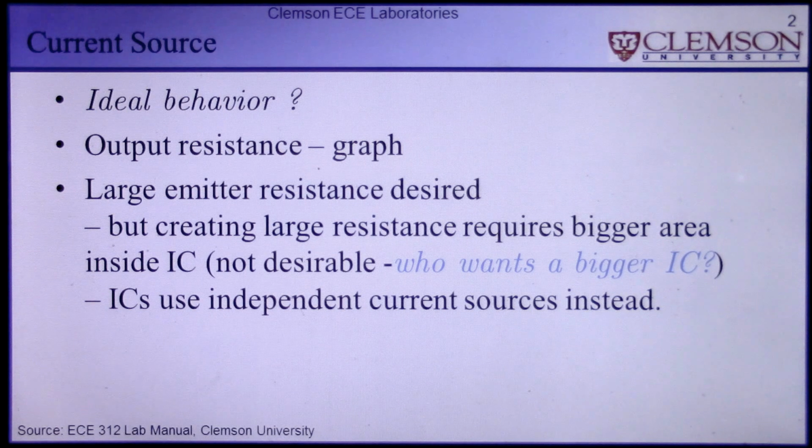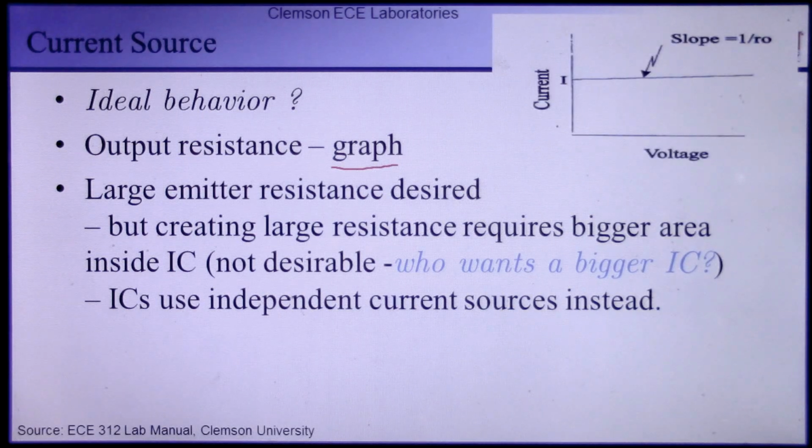But the output resistance, to understand the output resistance of the current source, we can take a look at a graph. As you can see, if you plot the voltage here and the current in this axis, then you have a line something like this, and you have a slope. So if you take the inverse of that slope, you will get the output resistance.